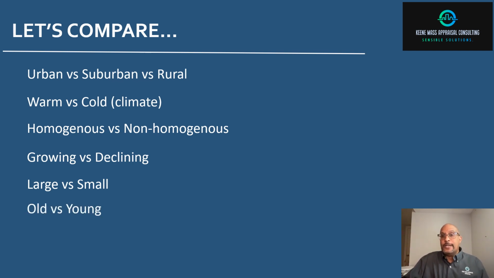Old versus young. Older municipalities tend to have more variance in building quality, condition of properties, and different types of properties. Neighborhoods tend to be less homogeneous because older buildings get torn down and replaced by newer buildings. So again, you have a scenario where there's going to be more variance that has to be explained by your models.